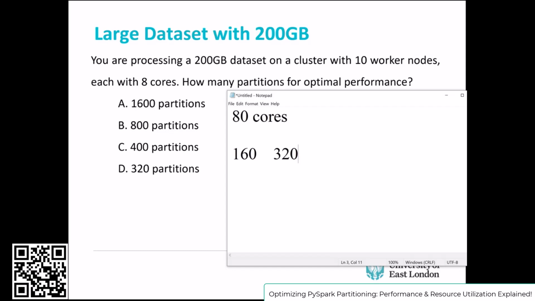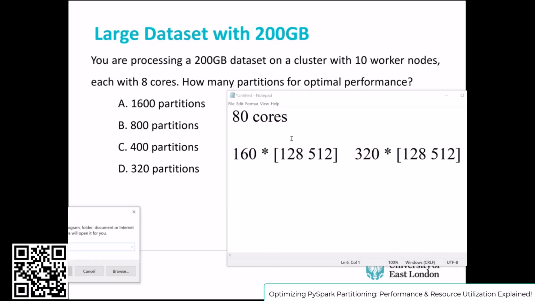All right. And then what you need to calculate, because the 200 gigabyte is still there, is to make sure the 200 gigabyte of data is ideal and good enough with this number of partitions. How can we make sure it's good enough? We need to do a calculation. You need to multiply this by a minimum of 128 megabyte and a maximum of 512, and do the same for this one. Let me try here.